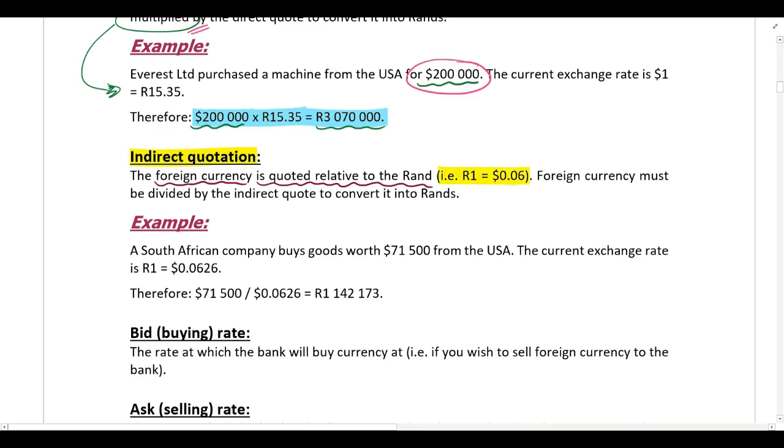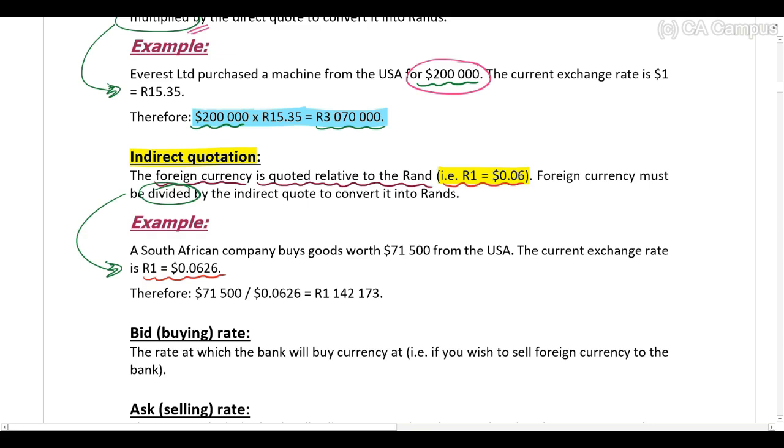So now this is what it looks like. 1 rand is equal to $0.06. So now if we are trying to convert foreign currency into a rand amount, it needs to be divided by the indirect quote. Again, let's look at an example. A South African company buys goods worth $71,500 from the USA. The current exchange rate is 1 rand is equal to 0.0626. So this is an indirect quote because the foreign currency is quoted relative to the rand. We are being told what 1 rand is equal to.